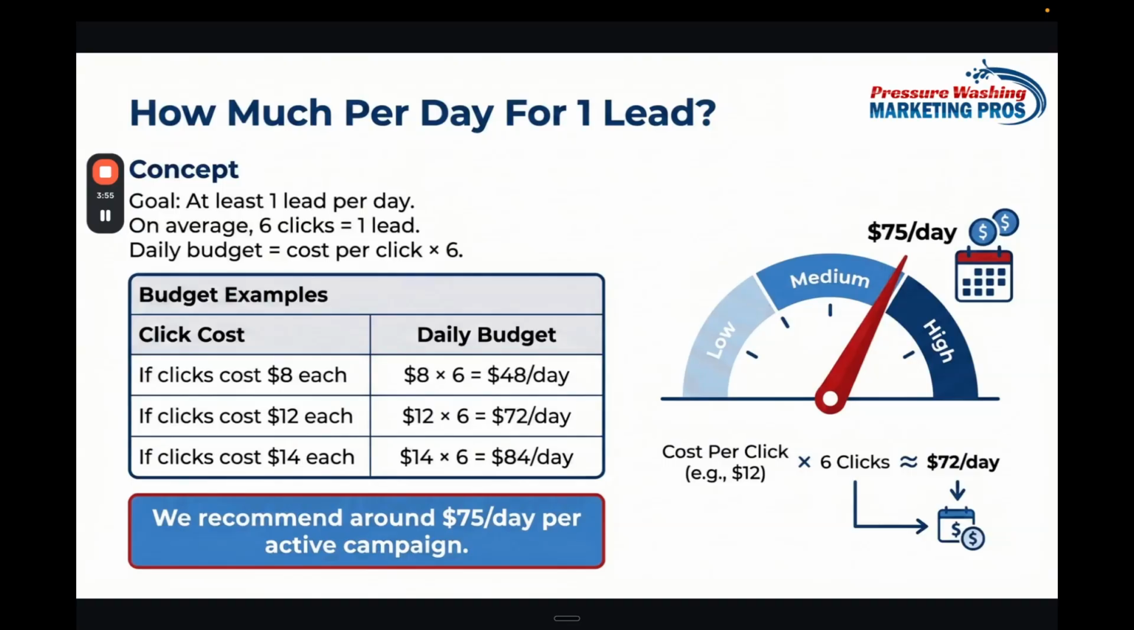at least get 1 lead. So as you see with the math, if each click costs $12, you multiply that times 6, that's $72 a day. So you go on from there. And usually for our clients' campaigns, we recommend about $75 per active campaign because it gives us some wiggle room so that we can get even more than just 1 lead per day.